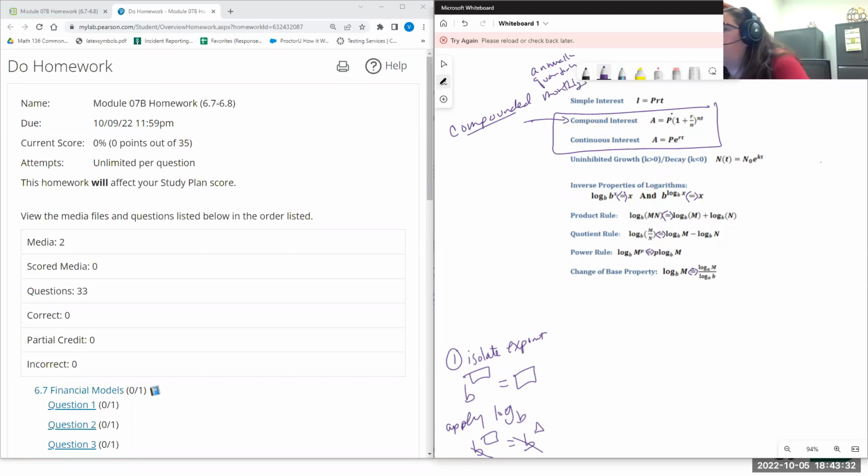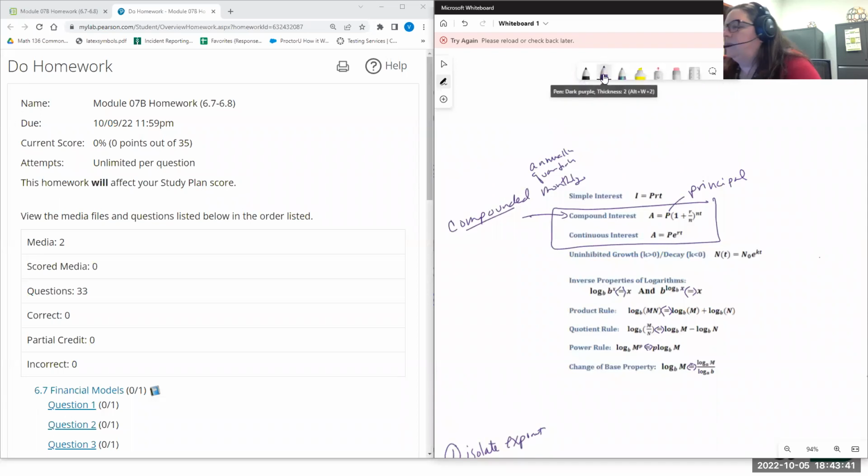So in this one, P is the principal. So that's the amount that's been invested or borrowed or put in some way. And then R is the annual interest rate, sometimes referred to as the APR, and it has to be in decimal form.